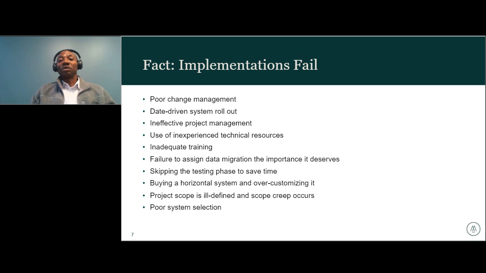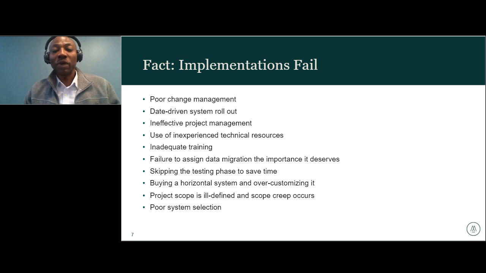The eighth reason on my list is when you buy an industry-neutral system, called a horizontal system, and then try to over-customize it. Over-customizing systems results in a painful, buggy rollout and cost overruns, especially when organizations get carried away trying to customize the system to fit every imaginable wish list instead of keeping everyone focused on the most important requirements.